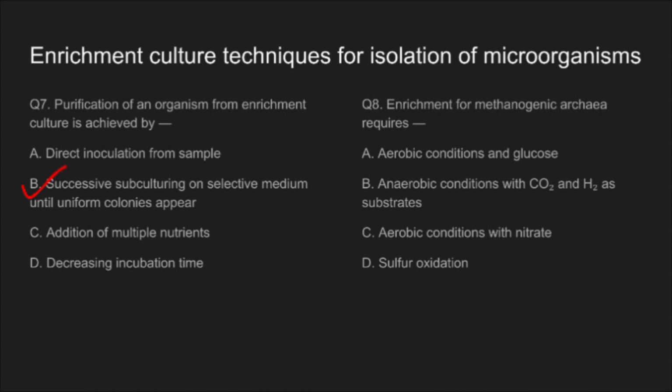Question 8. Enrichment for methanogenic archaea requires A. Aerobic condition and glucose, B. Anaerobic condition with carbon dioxide and hydrogen as substrate, C. Aerobic condition with nitrate, D. Sulfur oxidation. So the correct answer for this question is option B. Anaerobic conditions with carbon dioxide and hydrogen as substrate. Why? Because methanogens are strict anaerobes. Clear? Now question number 9.